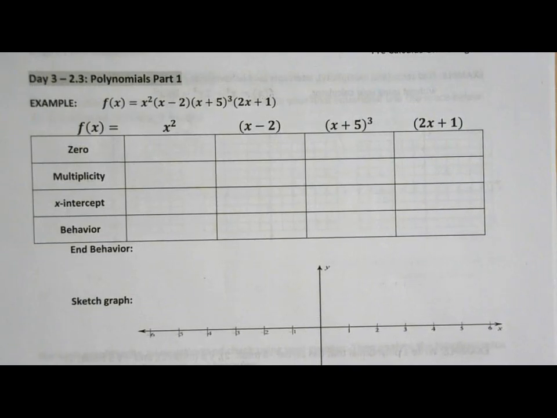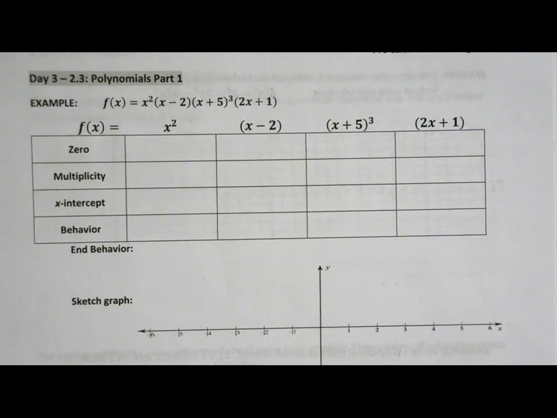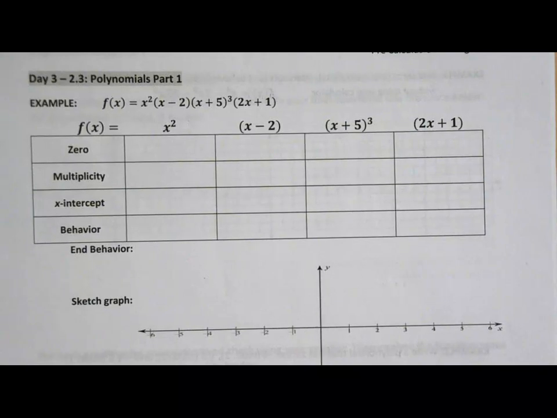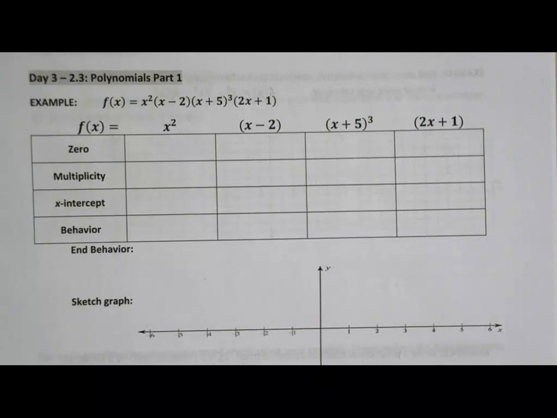Did you guys talk about zeros last year, or did you talk about roots of a polynomial? Or both? Or neither? Both zeros and roots? Yeah, zeros and roots are essentially the same thing. We'll be talking lots about zeros. Do you guys remember how to spot zeros of a polynomial on a graph? If I gave you a graph of a polynomial, do you know where you'd look to find the zeros of the polynomial?